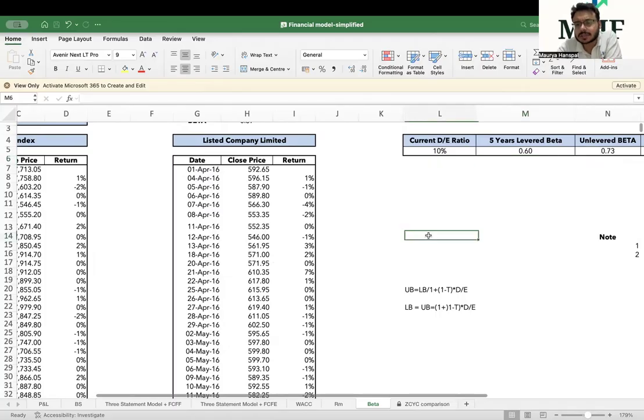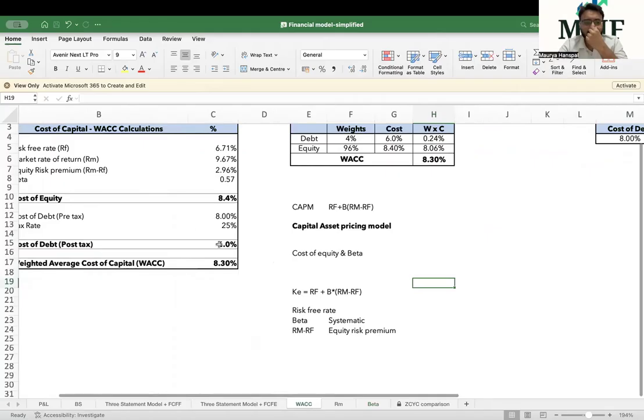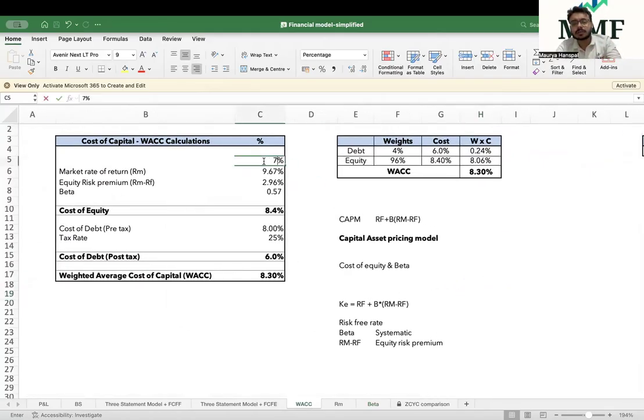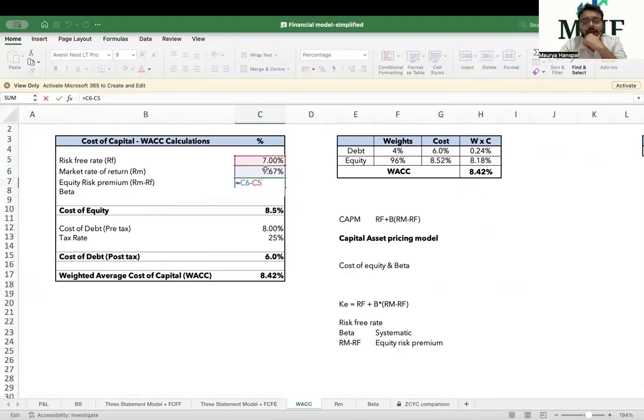Again, this beta can be used here, right? So how can I calculate the cost of equity? If I simply go to WACC, I have the risk-free rate, right? I can change it to 7%. I have the market equity return, I have the equity risk premium. That's simply the difference between the market rate of return, the Nifty 50 return, minus the risk-free rate. And here I have the beta which I have calculated, 0.57, to round it off to 0.60.